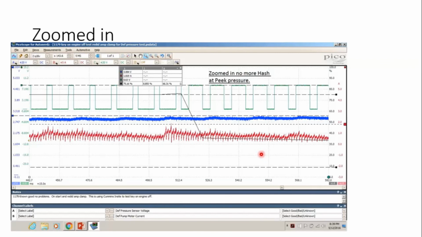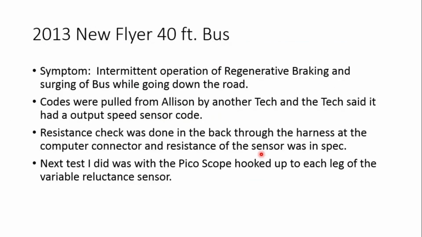So let's keep going here, and that's going to be it for this part. The next one's going to be on a 2013 New Flyer bus with intermittent operation of regenerative braking and surging. This one was pretty cool too. I had a fun time with this one, but we're going to leave that for the next part.